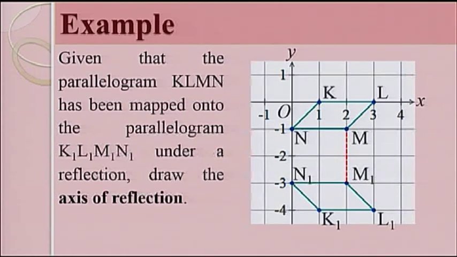Then what do we need to do? Well, we are going to bisect. How do we bisect? We use your pair of compasses. You bisect, you join, and that's it. So in our case, this time, the line of reflection, or the mirror line, is the line y equal to -2. Good.